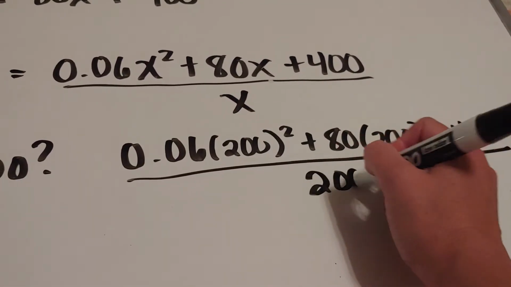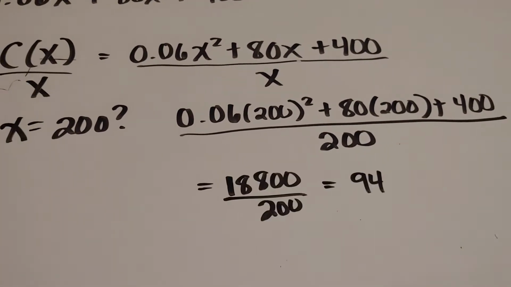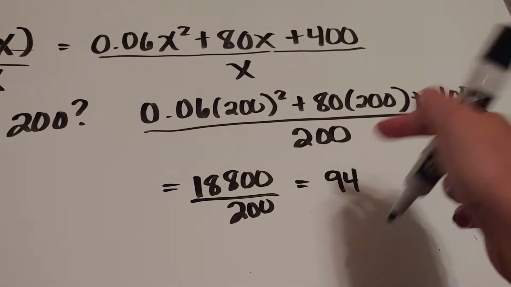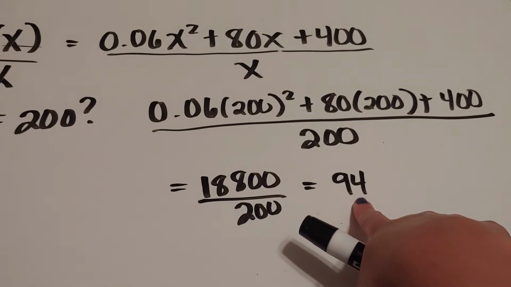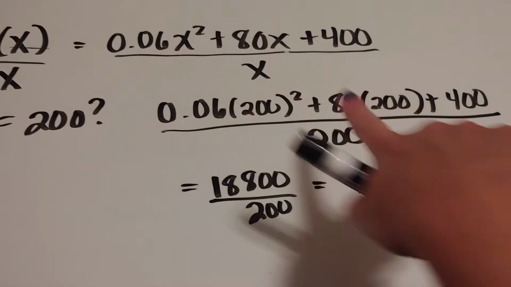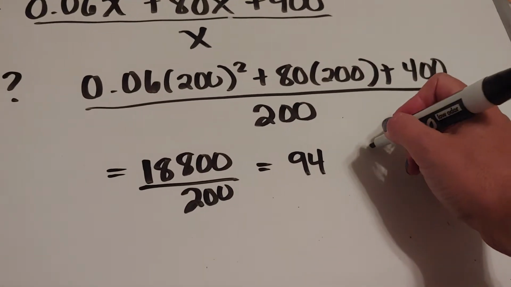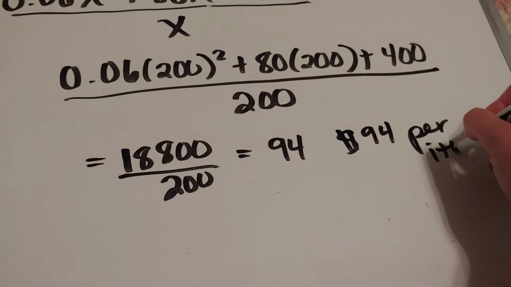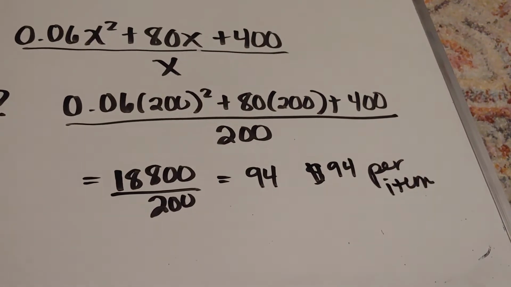All right, I'm going to pause for just a minute while I make that calculation. As you can see with the miracle of television, I'm kidding, of course, what we end up getting is 94. Now what we're saying is that when I make 200 items, this cost gets spread out so that it's basically costing $94 per item.